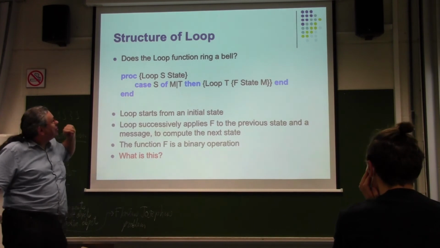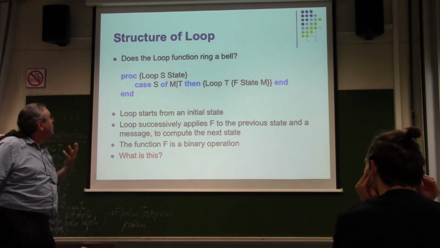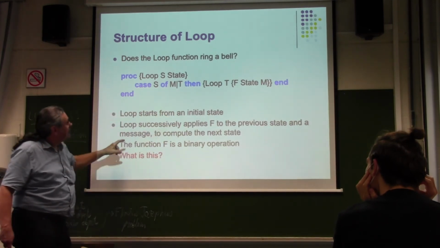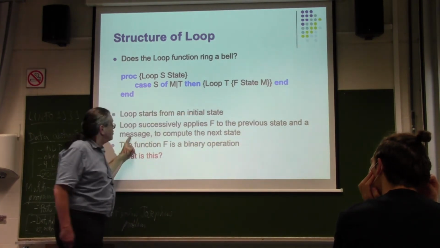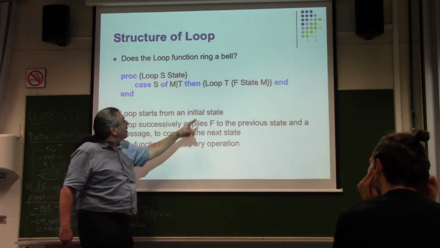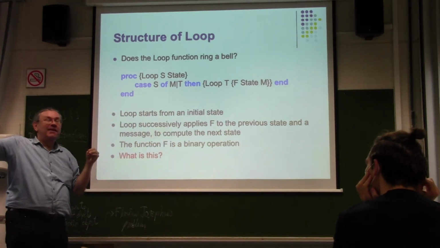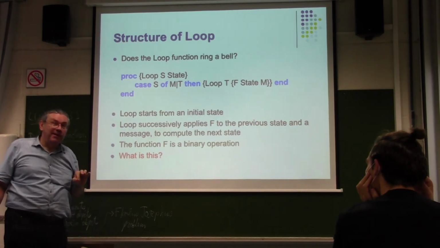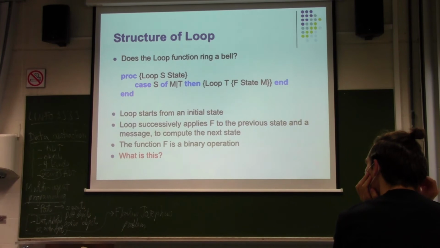If you look at the loop function, the structure of the loop, it's actually a function that we know in some sense, okay? You start from an initial state, you apply f to the previous state and a message to go to the next state. And f is a binary operation. So it's like you're accumulating these binary operations, okay? So this function is actually something we know. This is actually an important function. It's not just some random function. It turns out this is an important function, okay?